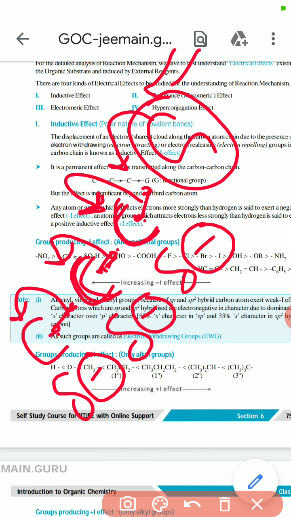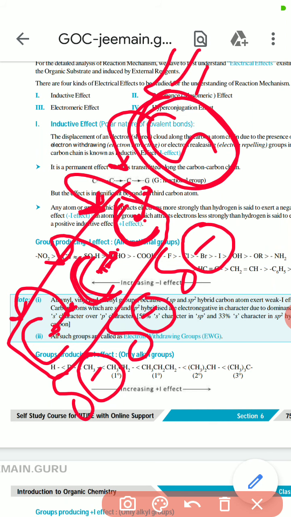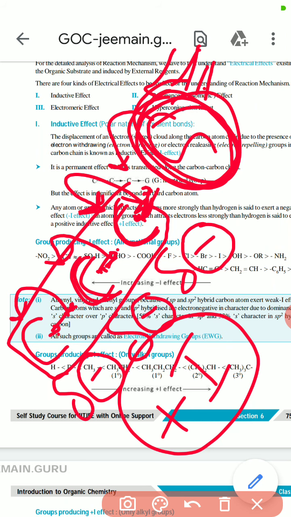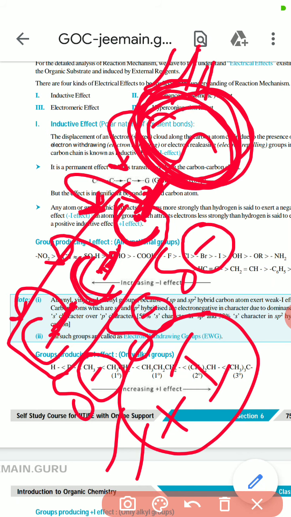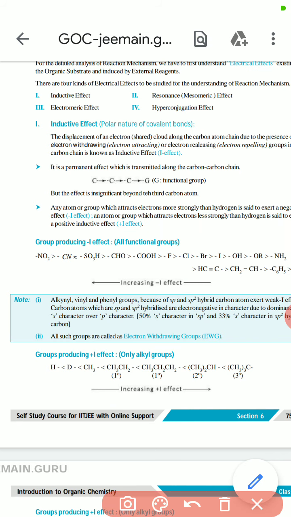Now this group is also inducing polarity in this carbon chain. The carbon chain is actually non-polar, but this group is inducing polarity in it. So that is also the inductive effect of this group, but that inductive effect is known as plus I effect. So plus I effect means electron releasing effect. If we say a group shows plus I effect, it means the group has electron donating or electron releasing effect through sigma bond. Clear?